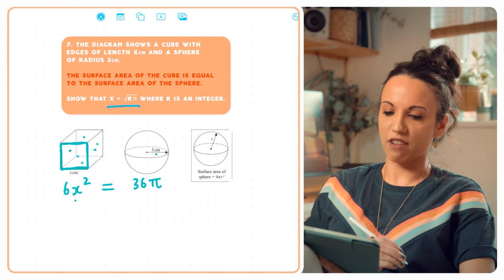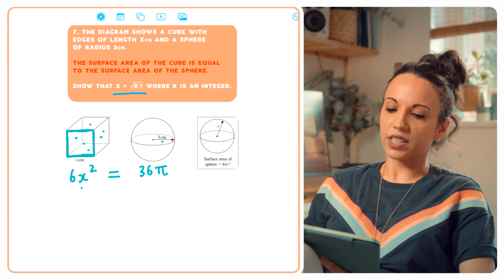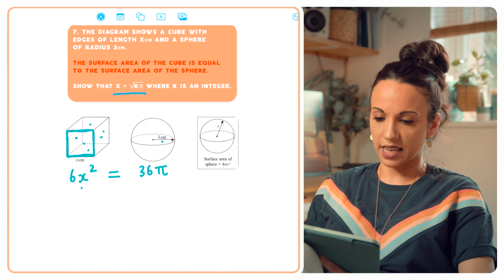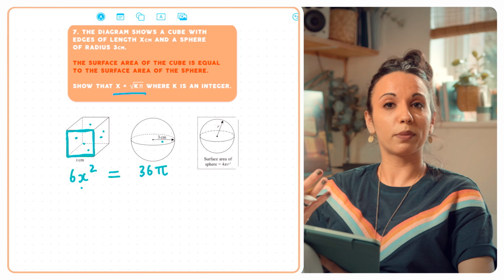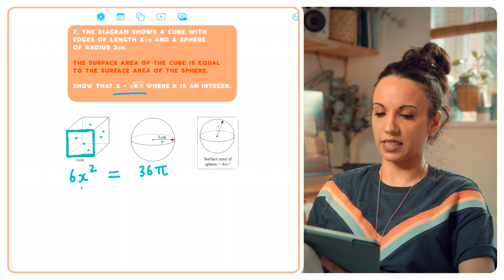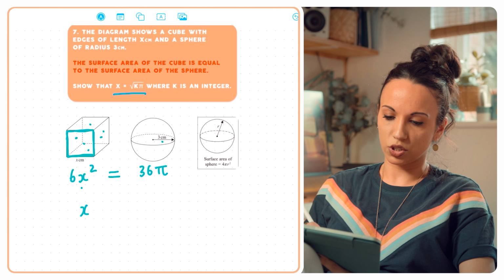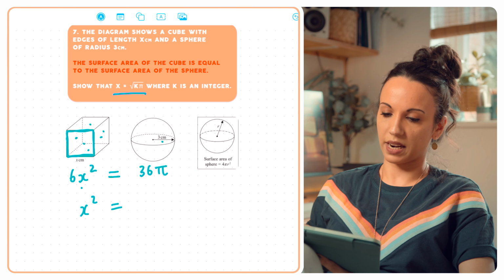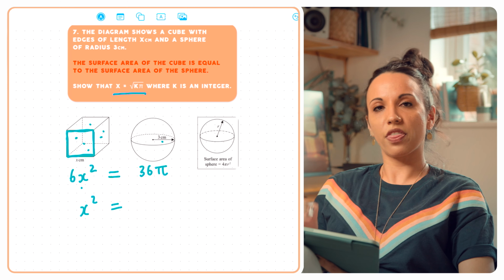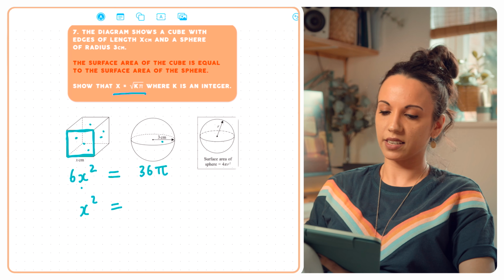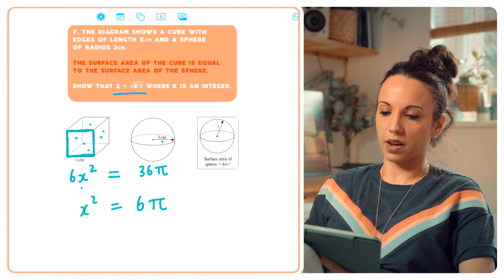So let's set about getting rid of everything else. Right now, the x squared is multiplied by a 6. Just like in the previous question, the opposite of multiplying by 6 is dividing by 6. So if we divide both sides of our equation by 6, on the left-hand side we're just left with x squared, which was the plan. And on the right-hand side, we've got 36 pi divided by 6, which is just going to be 6 pi.